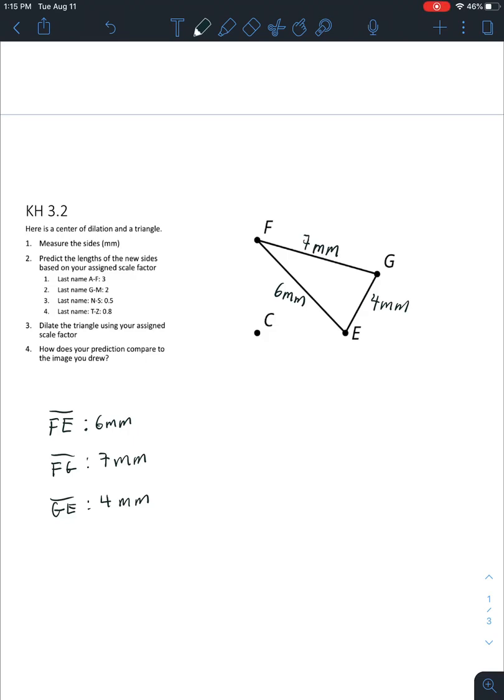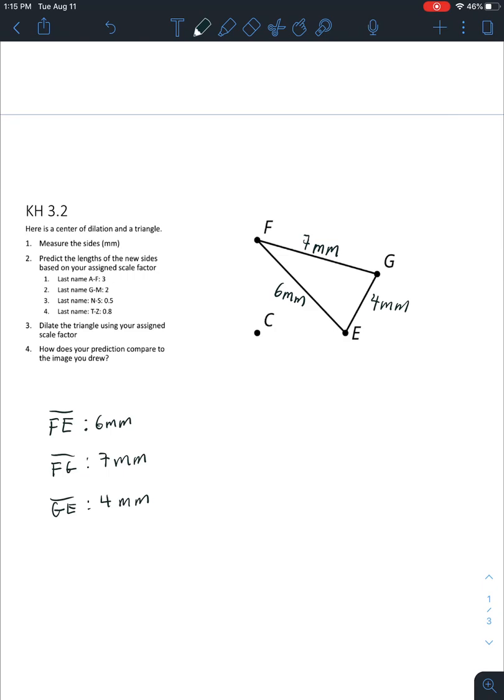I just wanted to go over this and try to clarify some things from class. So the first instruction says to measure the sides. I just gave these some random numbers because I did not have a ruler, but I was trying to be reasonable. So FE is 6 millimeters, FG is 7 millimeters, and GE is 4 millimeters.